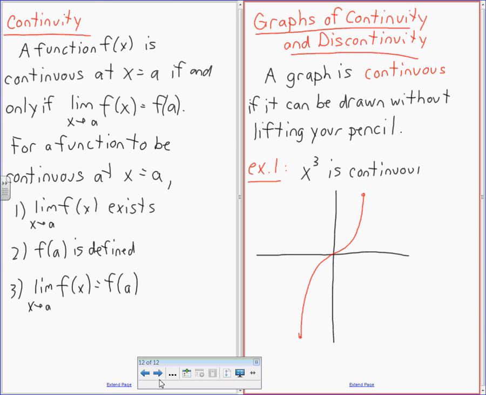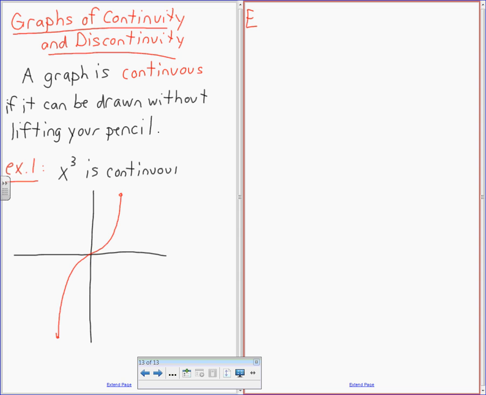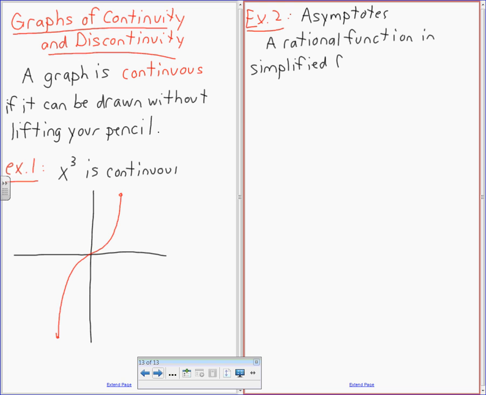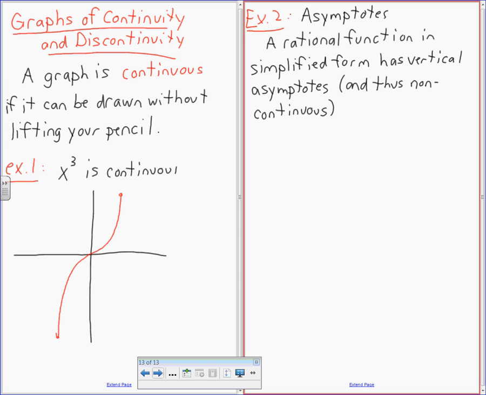Example 2 is asymptotes. We're going to say a rational function in simplified form has vertical asymptotes, and that's non-continuous, at the zeros of the denominator.